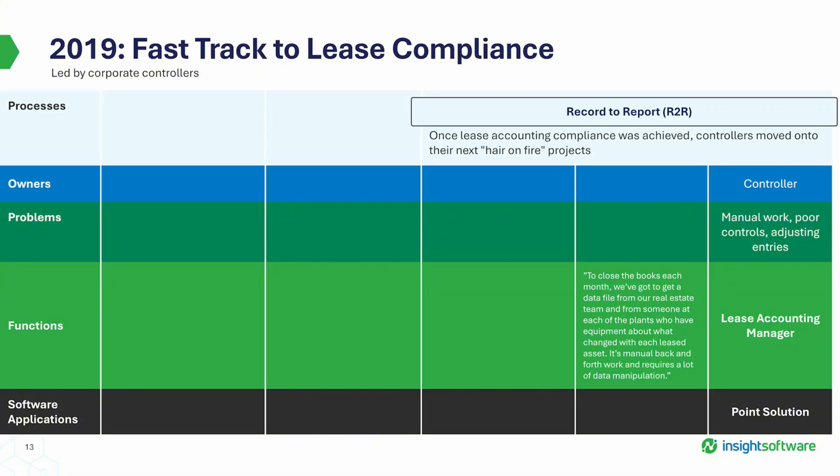Back in 2019, lease compliance was a high priority, and once lease accounting compliance was achieved, controllers moved on to their next hair-on-fire project. So their focus shifted elsewhere, leaving behind a fragile process. The result: manual work, weak controls, and a monthly scramble for data from multiple teams. One of our customers summarized this aptly. He said, to close the books each month, we have to get data files from our real estate teams and from someone at each of the plants who have equipment about what changed with those leases. It's some manual back and forth work, which requires a lot of data manipulation. Next slide.